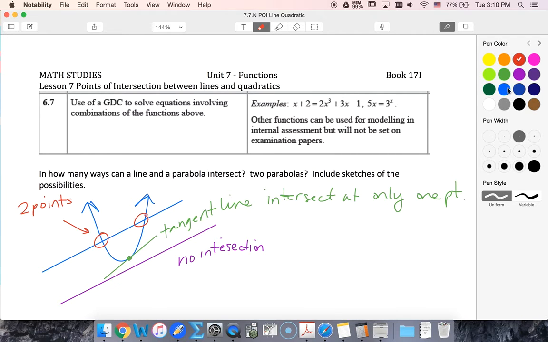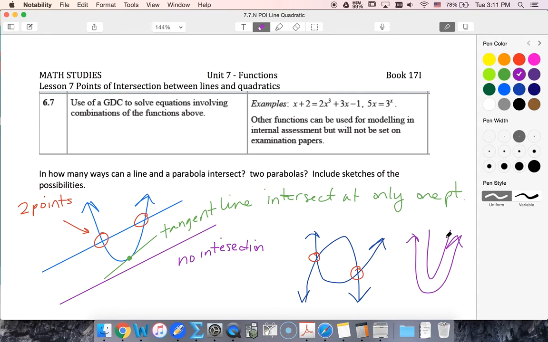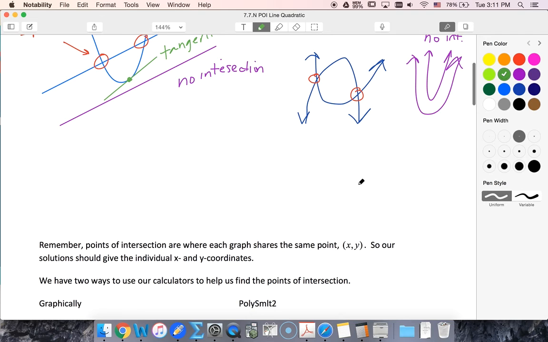If I think about 2 parabolas, so I could have a parabola that points down, a parabola that points up. So again, we could have 2 points of intersection. I could have 2 parabolas that point up with the same a value, and that would have no points of intersection. I could also make 1 point of intersection by drawing parabolas that have the same vertex.